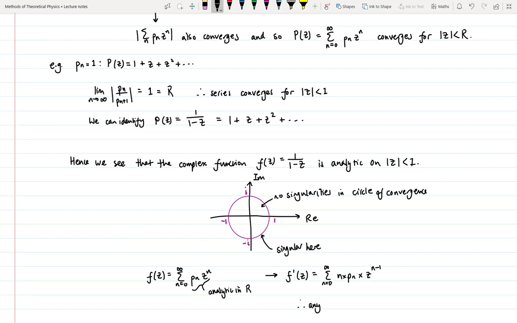Therefore, any power series can be differentiated any number of times within its circle of convergence. And in fact, in the problem sheet, you will prove that the differentiated power series has the same circle of convergence.